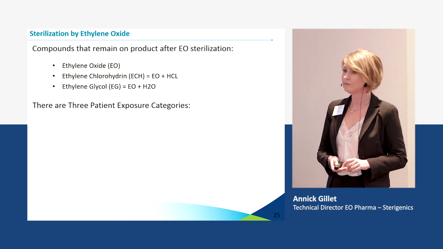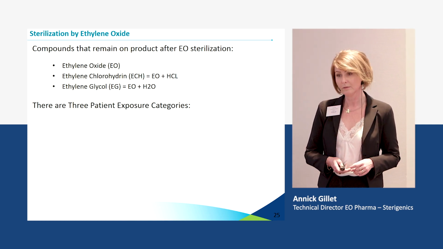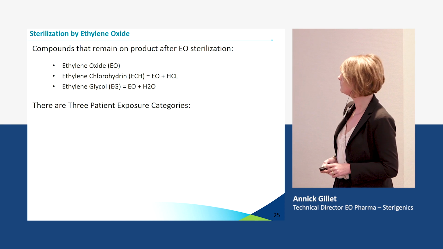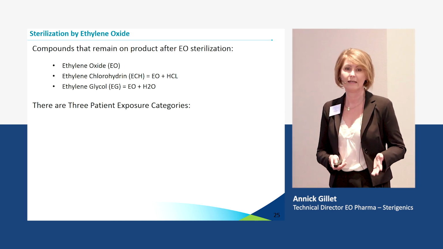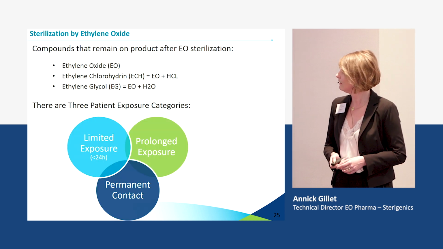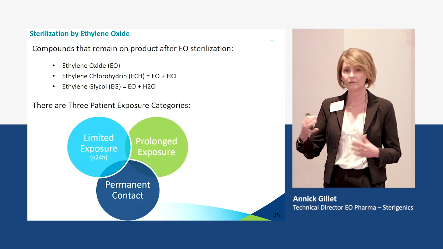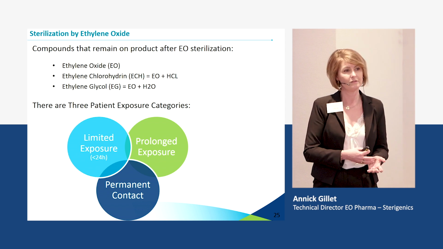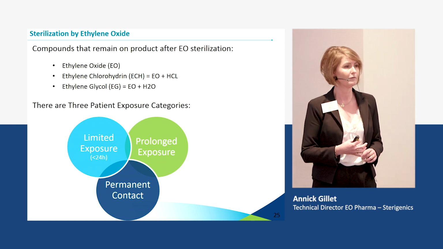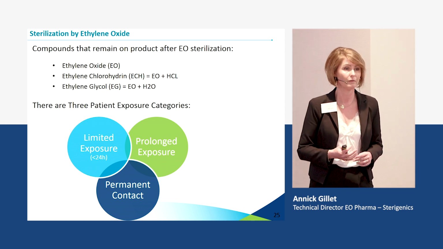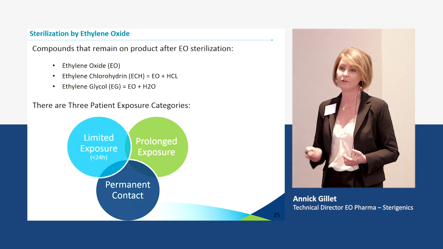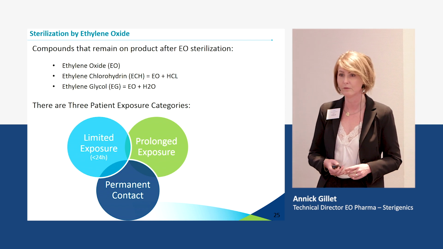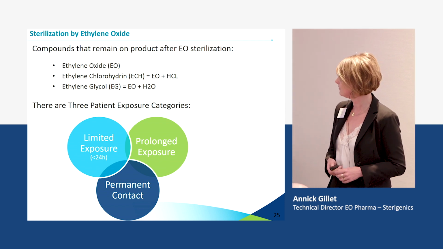In ethylene oxide, you need to care about the residuals. So there are three types of residuals: ethylene oxide, ethylene chlorohydrin, and ethylene glycol. And also you need to consider that the limits are different depending on the type of end use of your product. So it can be limited exposure, prolonged, or permanent contact, like the implants, for example. You will have different categories there, different limits.